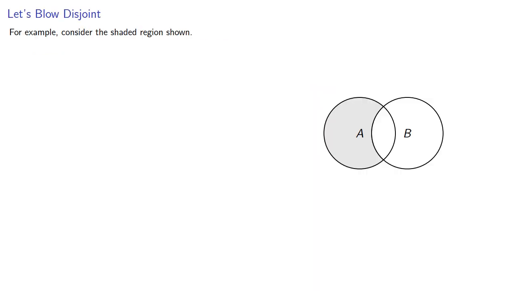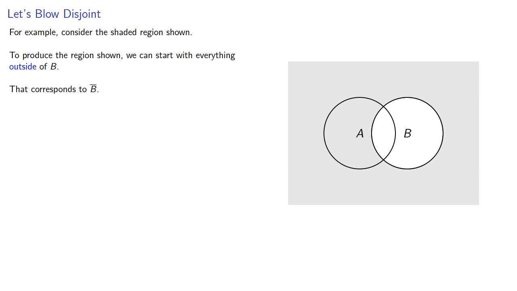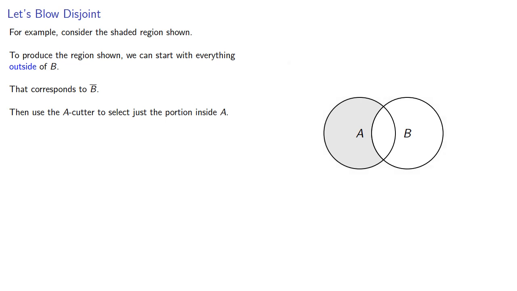For example, consider the shaded region shown. So to produce the region shown, we can start with everything outside of B. That corresponds to B complement. Then we can use the A cutter, that's the cookie cutter in the shape of the set A, to cut just the portion inside A. And so this is the region B complement intersect A.